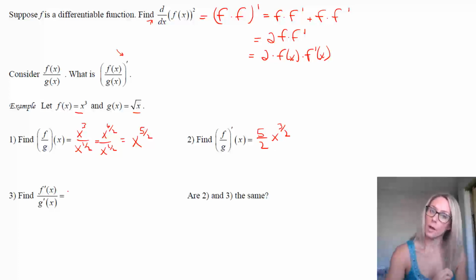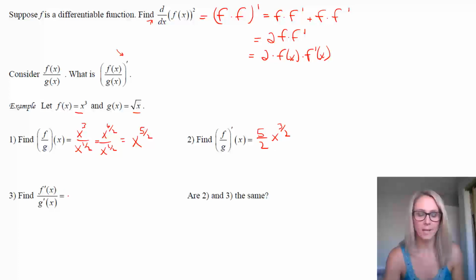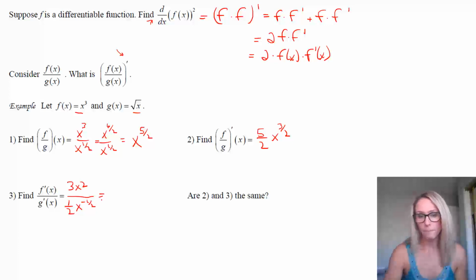Now let's do it the other way. So now let's take the derivative of the numerator. We already know all this stuff, 3x squared. Take the derivative of the denominator. We already know this. Looks like this here. And then we're just going to simplify that so we can see if they're the same.